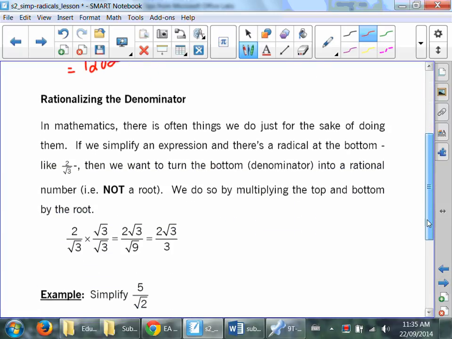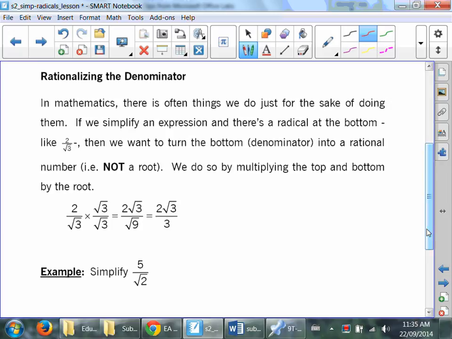Now we're going to have a chat about rationalizing the denominator. In mathematics, sometimes we do things just for the sake of doing them. If we simplify an expression and there's a radical at the bottom, like 2 divided by the root of 3, then we want to turn the bottom, the denominator, into a rational number. In other words, not a root. We can do this by multiplying the top and bottom by the root.